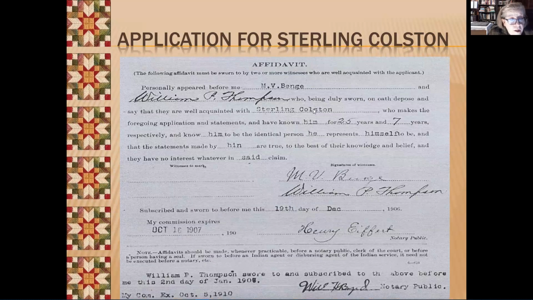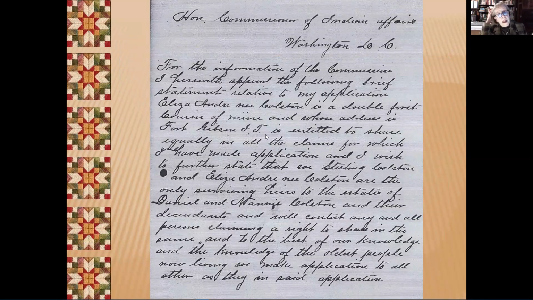And then this is just two witnesses that have known him, and they sign that. This is just like a lot of these applications that have witnesses, and when they sign the papers in front of the notary and this and that, the affidavit. Then these are a couple of letters that were included in his file, in his application.